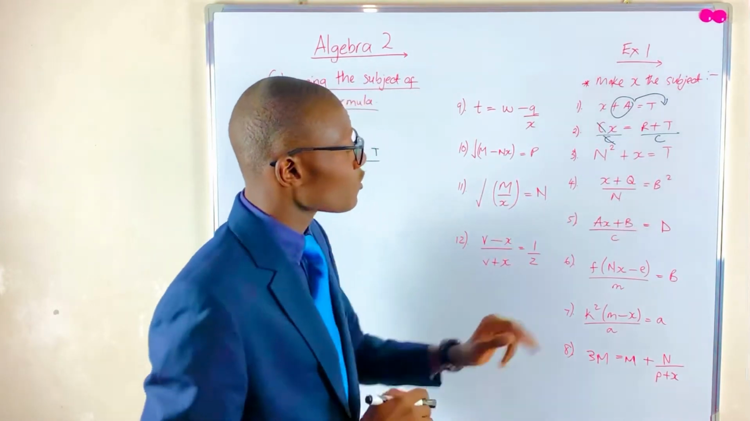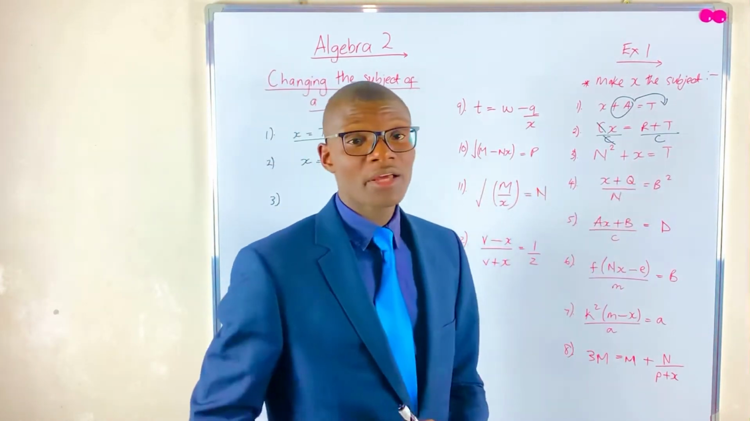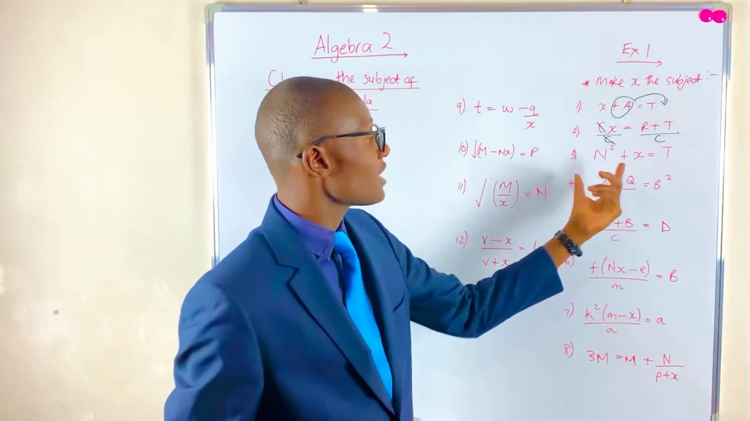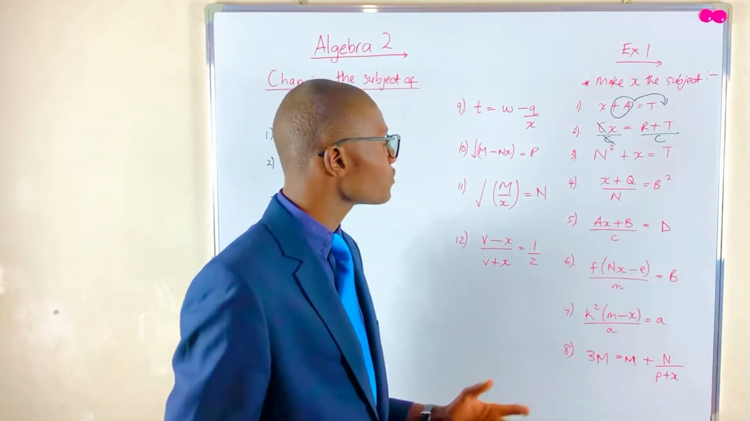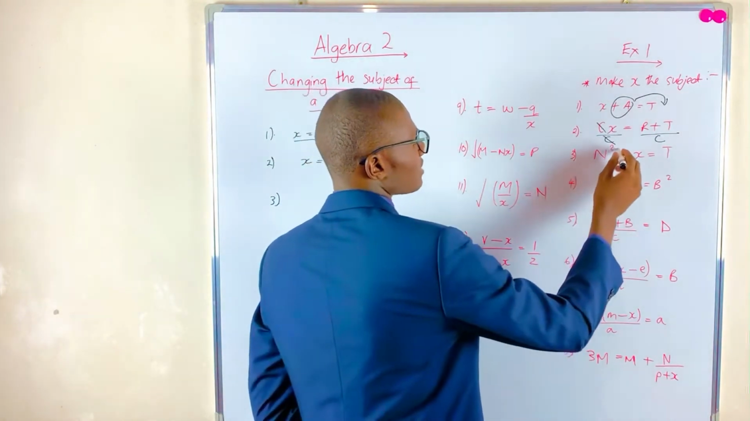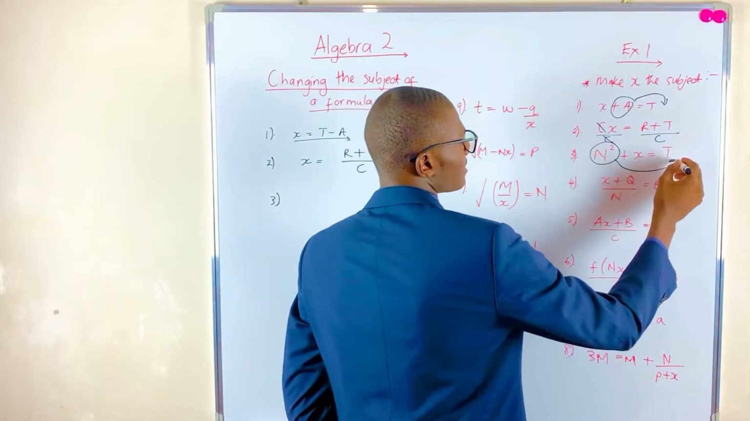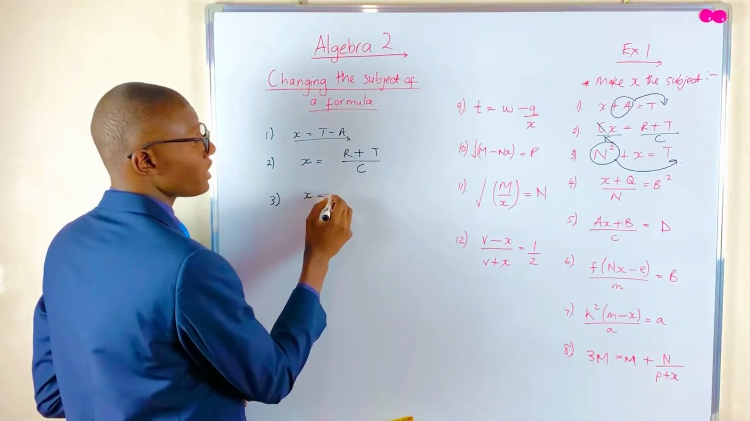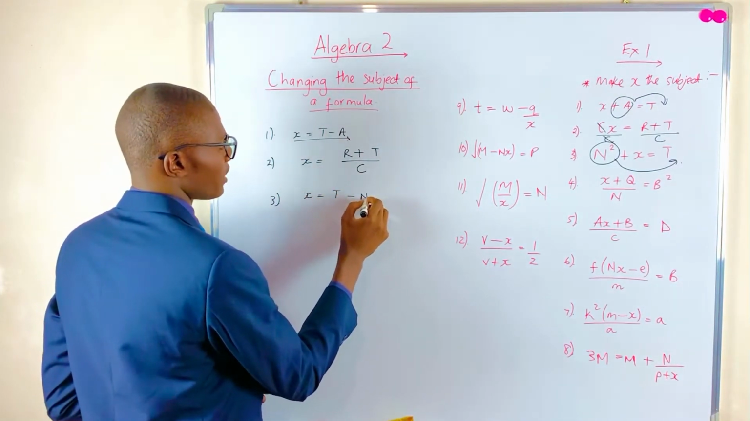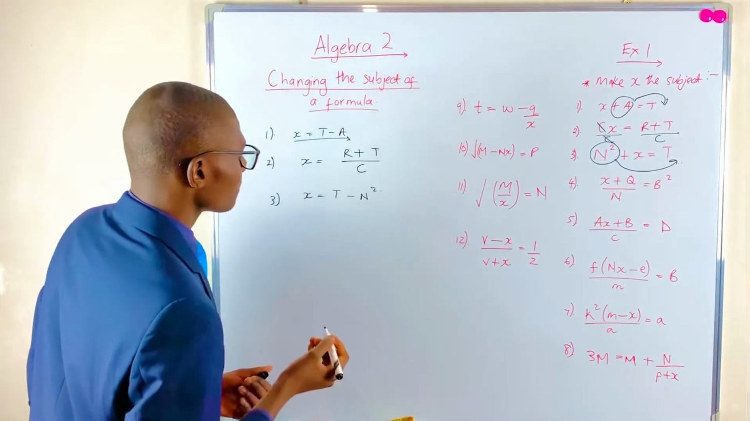Then for number 3, we've got n squared plus x is equal to t. Making x the subject of the formula, we want to get rid of this n squared, which is added to x. So we simply take this to the right hand side, such that x would be equal to t minus n squared. Right, that's for number 3.